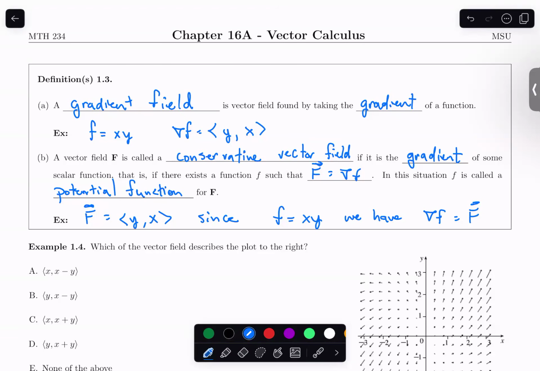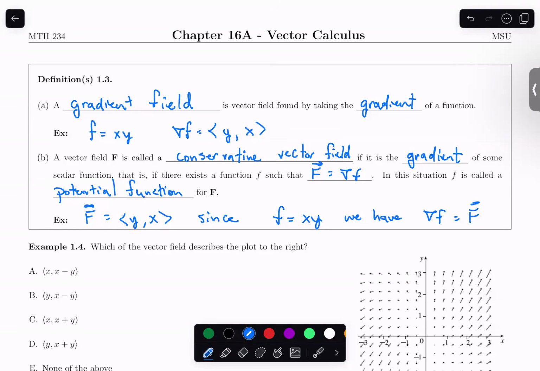So a lot of what we're going to be doing in 16.3 is playing this game: if I give you a vector field, is it conservative? And if it's conservative, can you find a potential function? That's the game that we're going to be playing a lot in 16.3, the last section before our upcoming midterm exam. For now, though, we're just going to be calculating gradient fields.